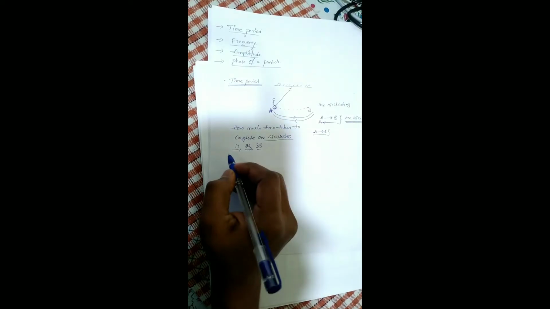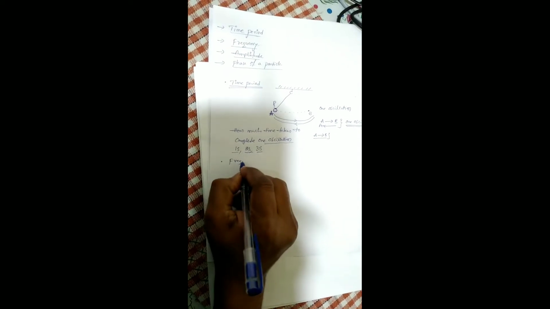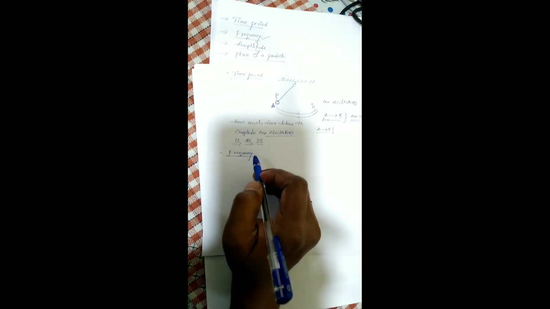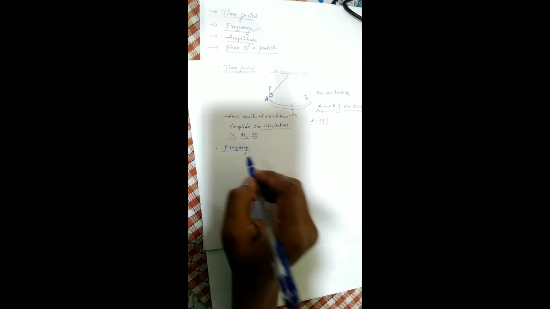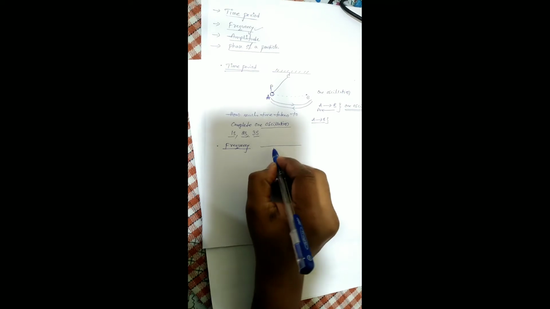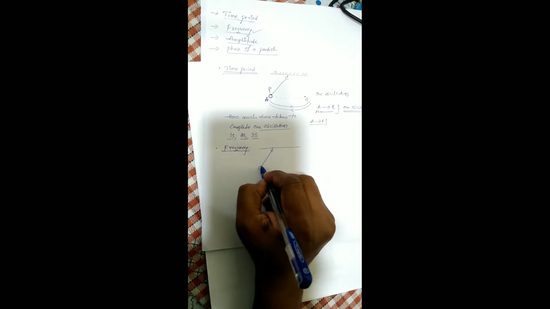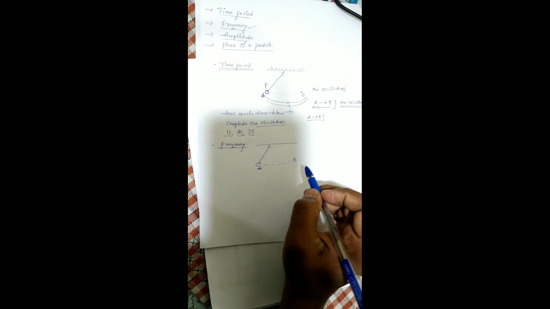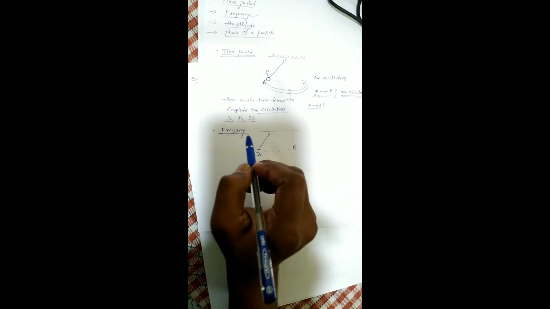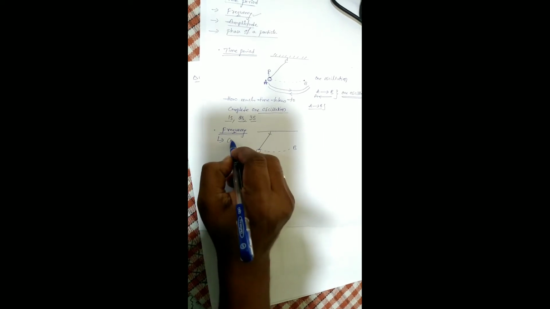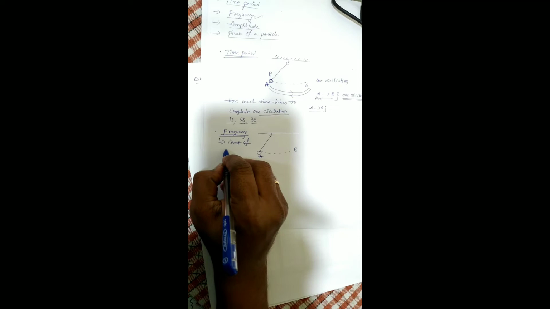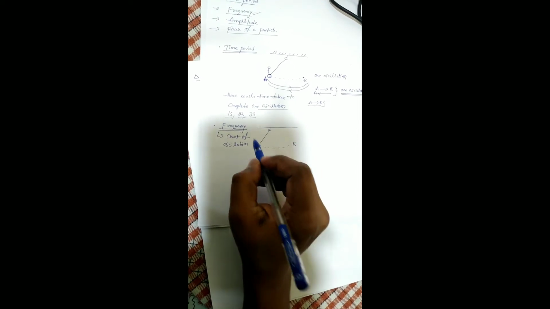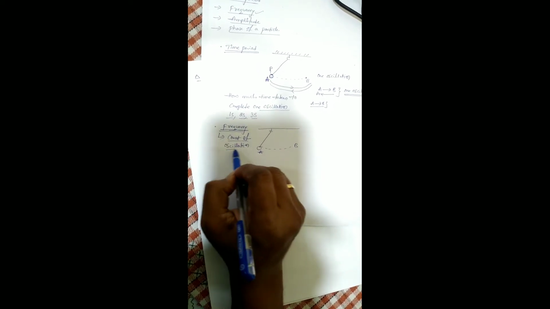Next, the second one is frequency. Again I draw one simple pendulum, A to B. Frequency means count of oscillations. Frequency means count of oscillations.